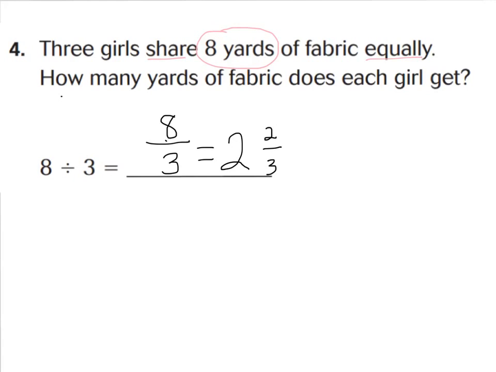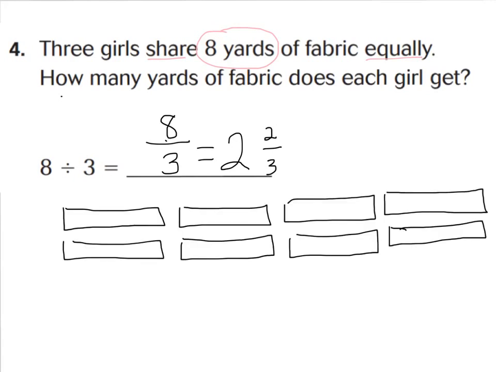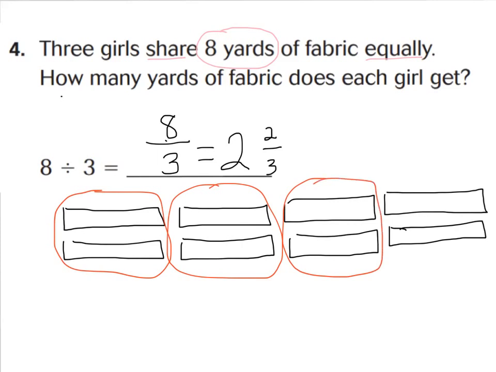All right, so let's go ahead and show why with the model. I'm starting off by creating 8 yards. Here are my 8 yards. Now we know if we're sharing them among 3 girls, I know each girl can get 2 yards so far. 1, 2, 3 girls can each get 2 yards. So what's left over is we have 2 yards left over.